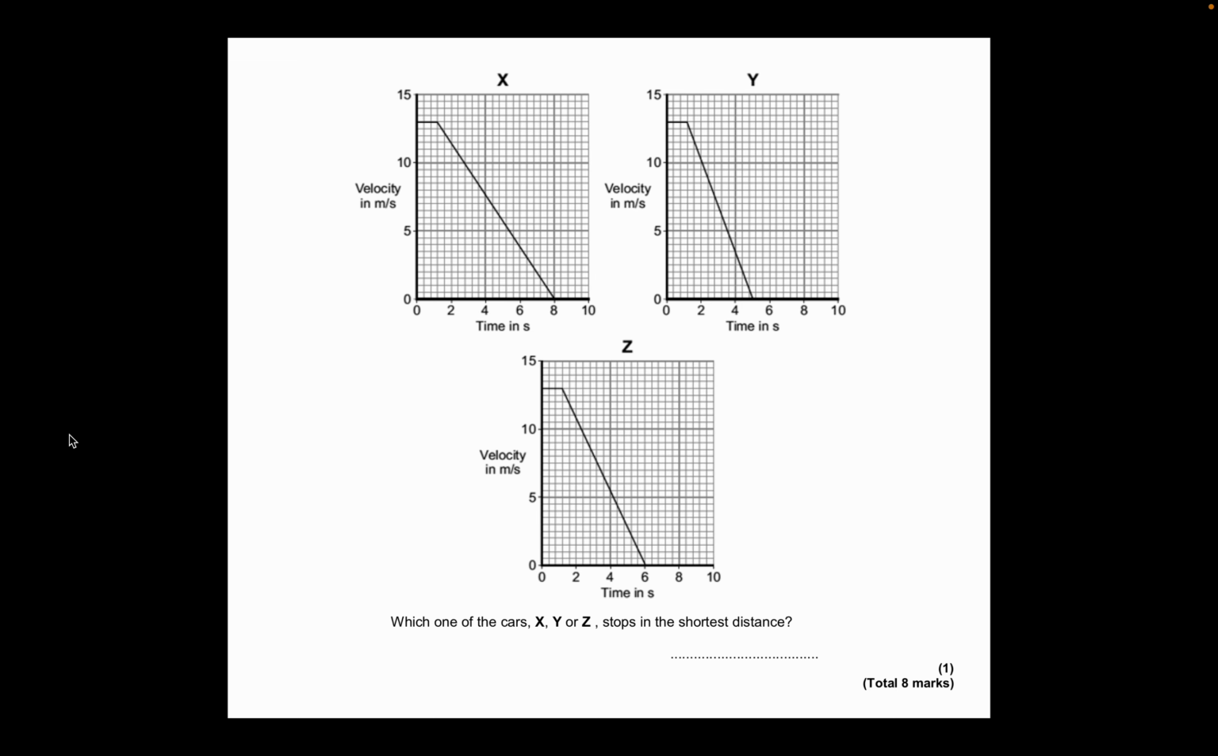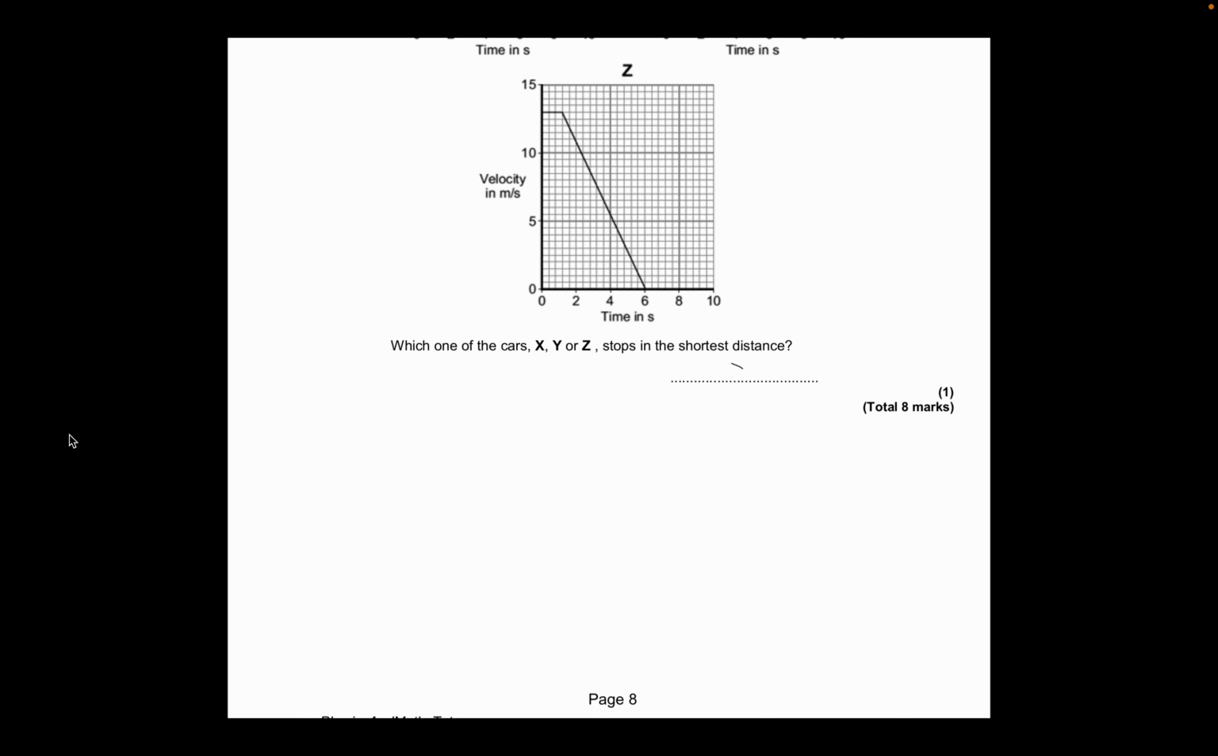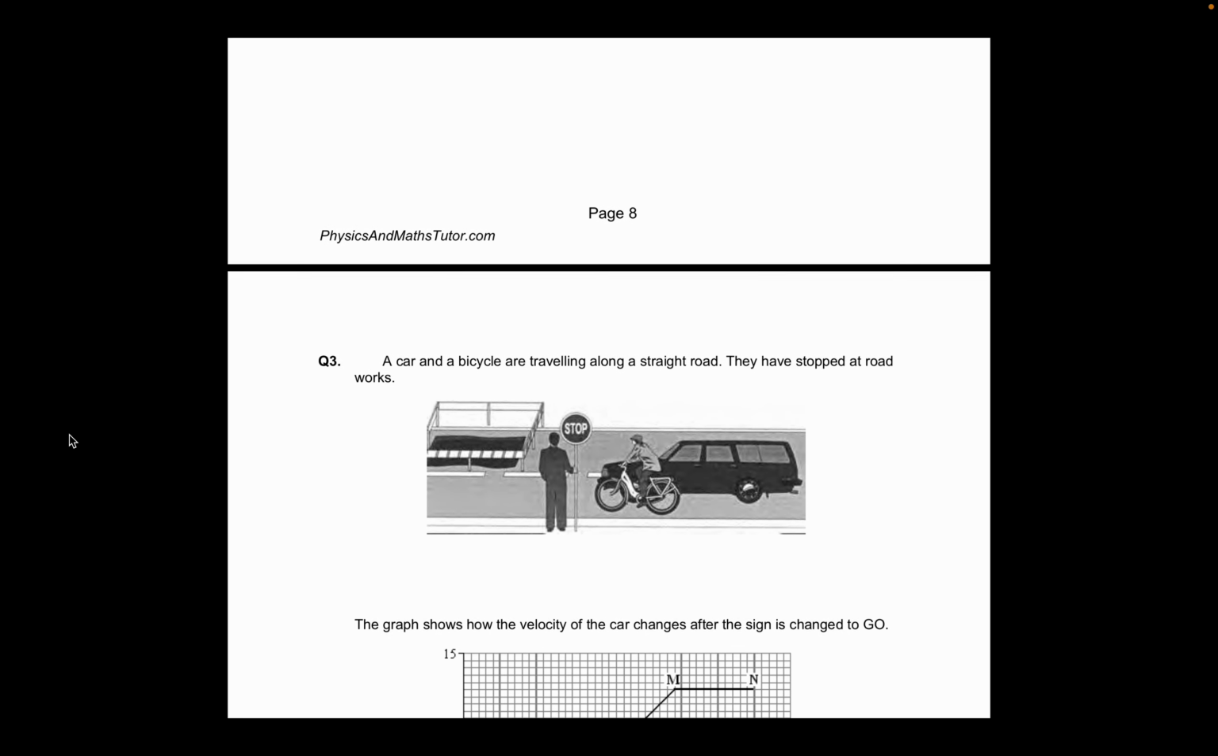So that means you're going to be choosing Y in this case. Okay? That's going to be your answer. Y is the car which stops in the shortest distance. Okay, let's move on to the next question.